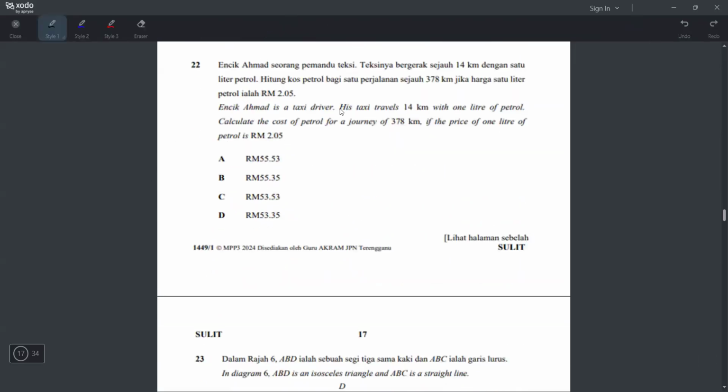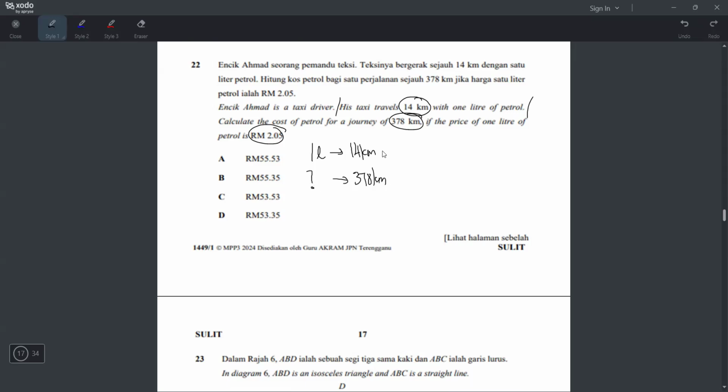22. Encik Ahmad is a taxi driver. His taxi travels 14 kilometers with 1 liter of petrol. So with 1 liter, you can travel 14 kilometers. Calculate the cost of petrol for a journey of 378 kilometers if the price of 1 liter is 2 ringgit 5 cents. Okay, let's think about this. If you travel 14 kilometers, you will use 1 liter. So for 378 kilometers, how many liters will you use?